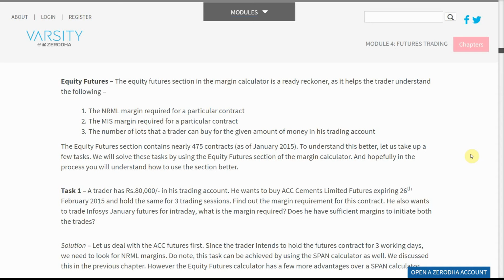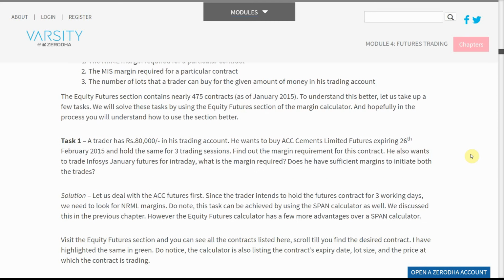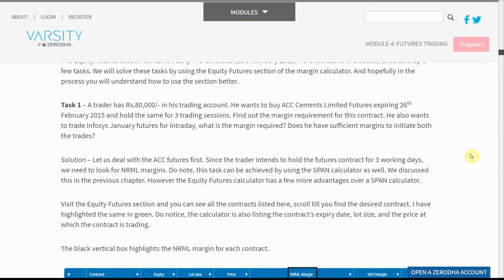Task 1. A trader has 80,000 rupees in his trading account. He wants to buy ACC Cements Limited futures expiring the 26th of February 2015 and hold the same for 3 trading sessions. Find out the margin requirement for this contract. He also wants to trade Infosys January futures for intraday. What is the margin required? Does he have sufficient margins to initiate both the trades?